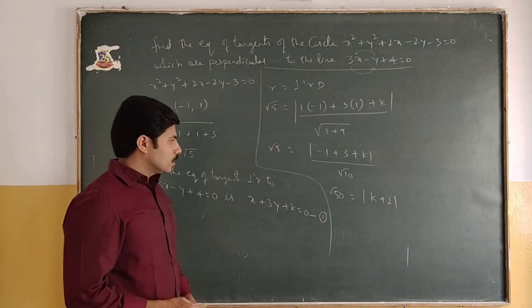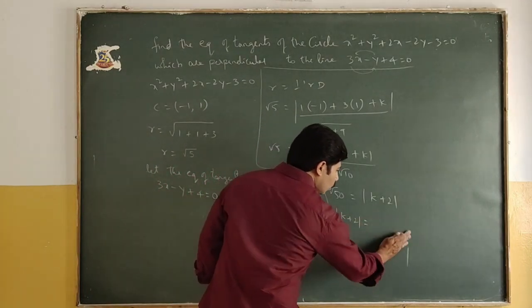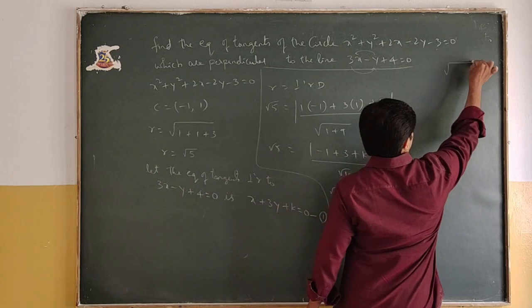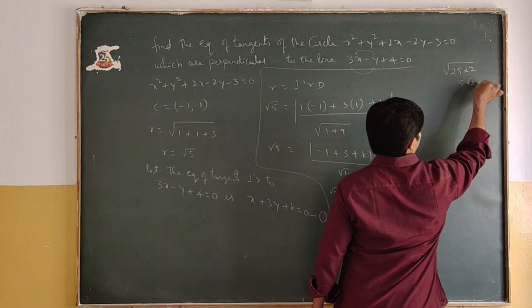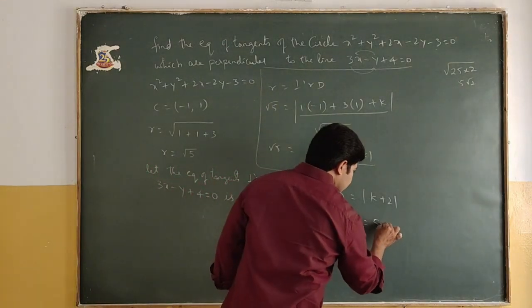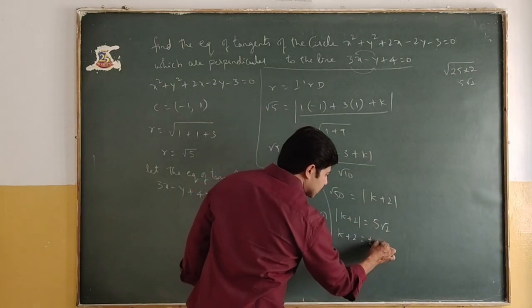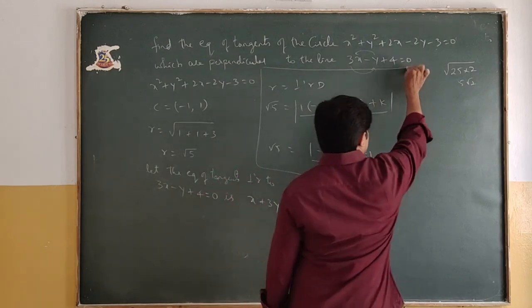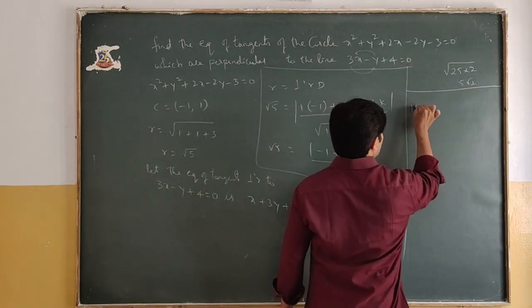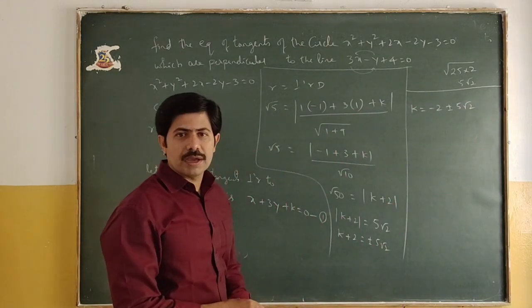Okay, so now mod of K plus 2 is equal to, how to write this root 50? Root 50 can be written as under root of 25 into 2. So under root of 25 is 5. So root 50 can be written as 5 root 2. Now remove the mod. K plus 2 is equal to plus or minus 5 root 2. Now what is the value of K we are getting? K is equal to minus 2 plus or minus 5 root 2.